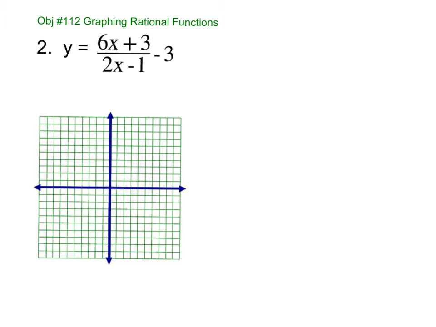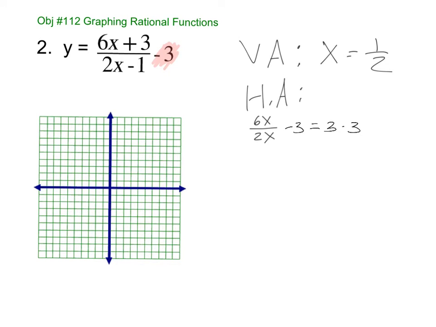All right, pause the video, find your asymptotes to start. So my vertical asymptote, x equals 1/2. So we're doing with decimals. My horizontal asymptote, now, I'm going to take my x's, 6x over 2x, and then I also have to include my -3. That doesn't go away, so -3. That becomes 3 minus 3, which is 0. So y equals 0. So we take whatever we get from the fraction and then subtract off our other constant number. All right, so let's plot those.